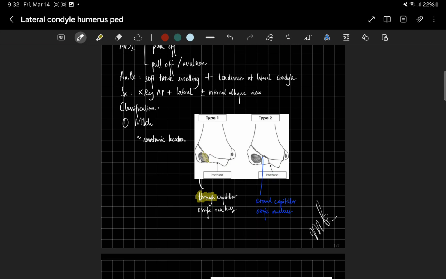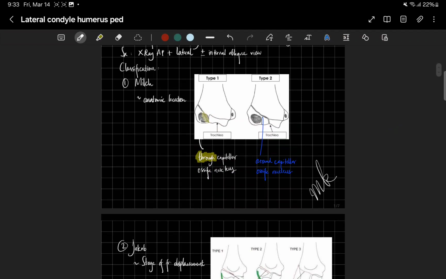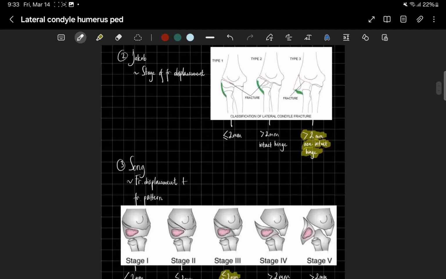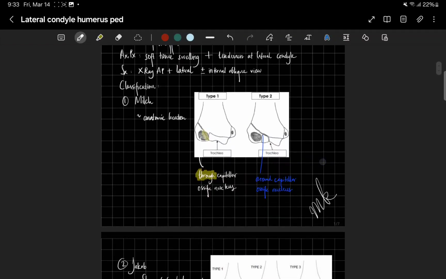The classification depends on several aspects. It is divided based on the anatomical location, which is the Milch classification, then Jacob for the stage of fracture displacement, and the last one is Song, with fracture displacement and fracture pattern. For the anatomical location, Milch is divided into two, depending on whether the fracture crosses through the capitular ossification nucleus or not. If the fracture goes through the ossification nucleus, it is considered type 1. Meanwhile, if it is around the capitular ossification nucleus, it is considered type 2 Milch classification.